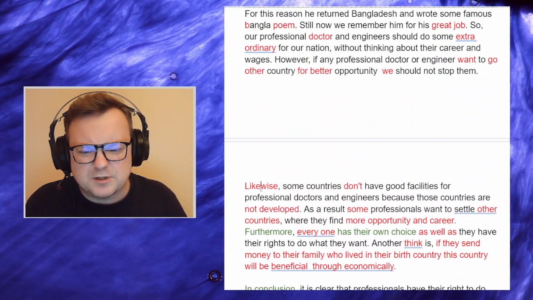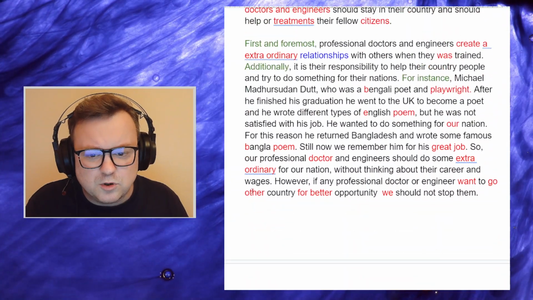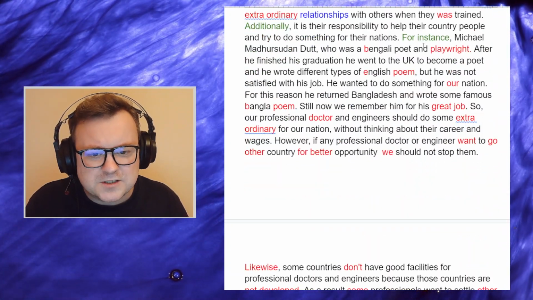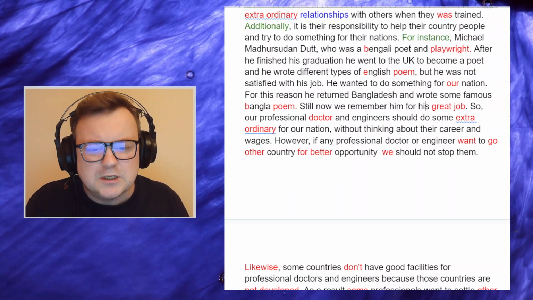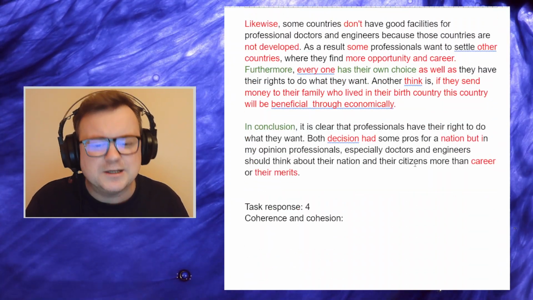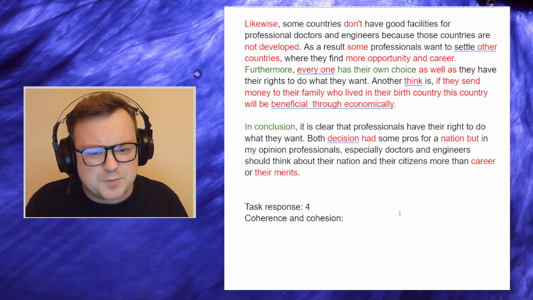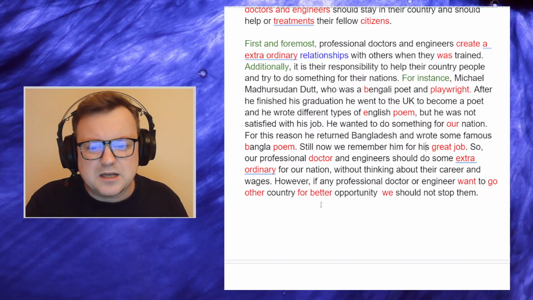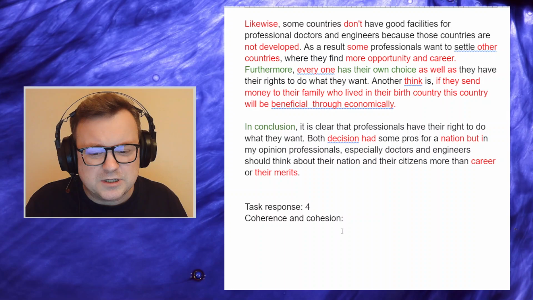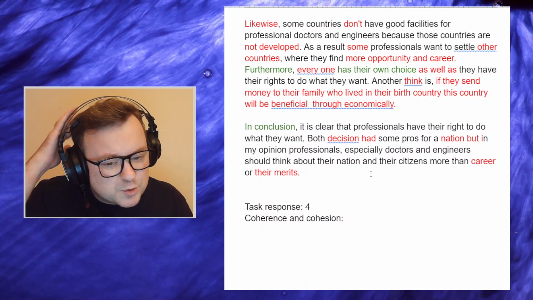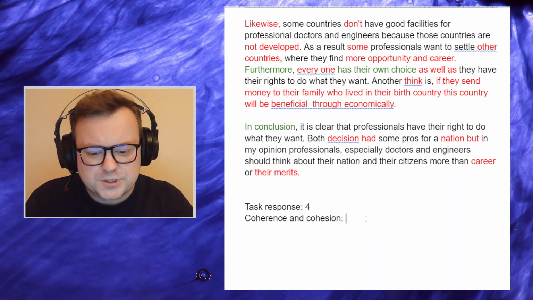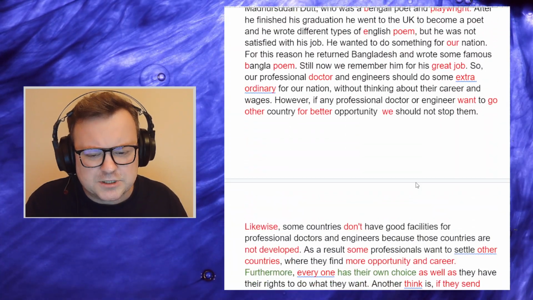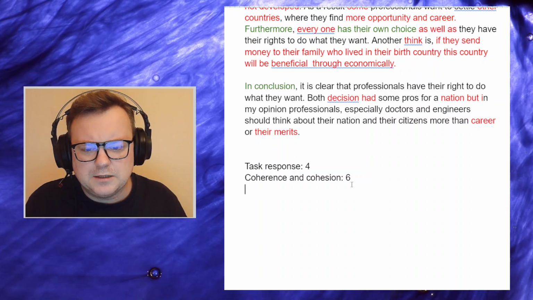Coherence and cohesion does drop in places. Some signposting language, but not always used effectively, like likewise. I like furthermore. I like first and foremost. I like additionally. I like the fact that there are 4 paragraphs. This, for instance, it's an attempt to give an example. I think the text does hold together well. It's off topic. There are some points where I get a bit confused, but in general, the logical flow from paragraph to paragraph is there to some extent, and the use of cohesive devices is there. There are some reference words which are more or less okay. So I think we can award 6 for coherence and cohesion for this. There are parts where coherence breaks down for a variety of reasons, but okay.